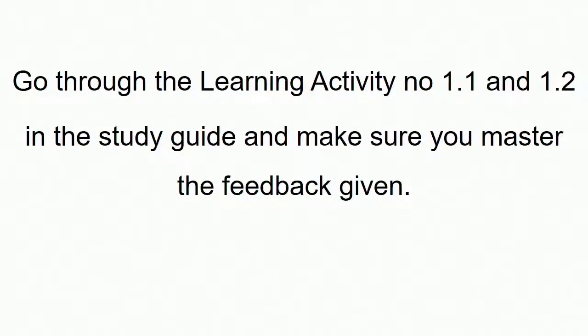Then, as I already said, the learning activities are a very good guide to the different types of questions, and the answers are also explained. And see that you master that feedback and that you know exactly what is expected from you in the exam. And don't just rush through it. Study through each unit.